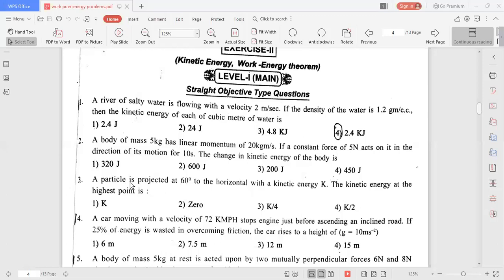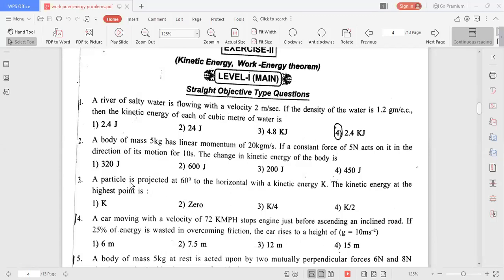Here, a car moving with a velocity of 72 km per hour stops its engine just before ascending an inclined road. The angle of inclination is not given, but the car is initially moving with a certain velocity, 72 kmph. Whenever it starts ascending the inclined surface, the engine is stopped. Then, because of the weight component downwards and friction, its velocity goes on decreasing, and after reaching a certain position, its velocity becomes 0. So what is the maximum height it rises?